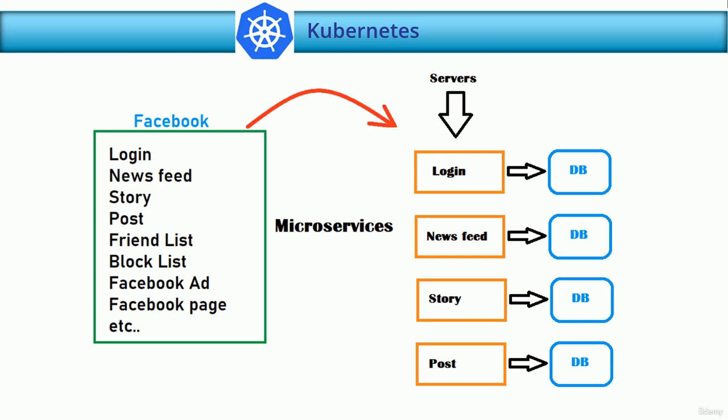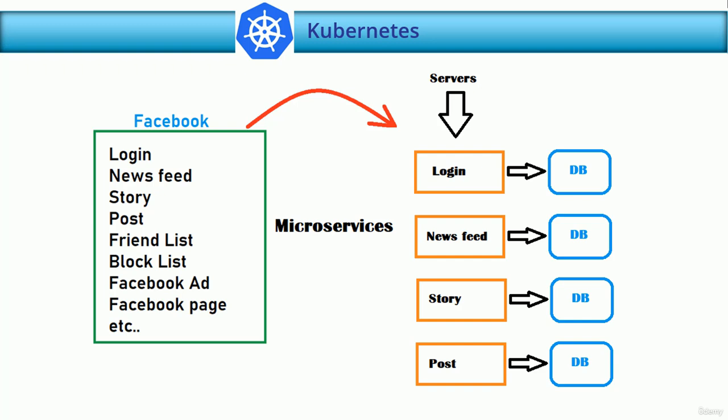For login, they will have a separate microservice which is deployed on a server and attached with a separate DB and separate storage. Suppose for Facebook I have 50 features. What will the developer do? They will create 50 microservices, and those 50 microservices will be deployed to different servers, each with its own DB and storage. The benefit is that each service is independent and more efficient.